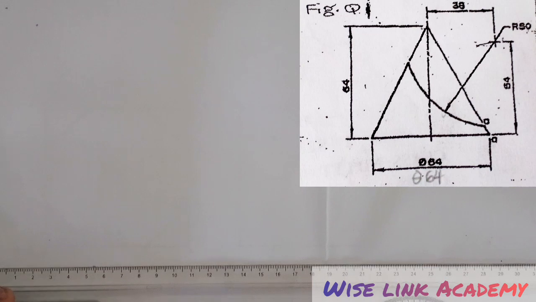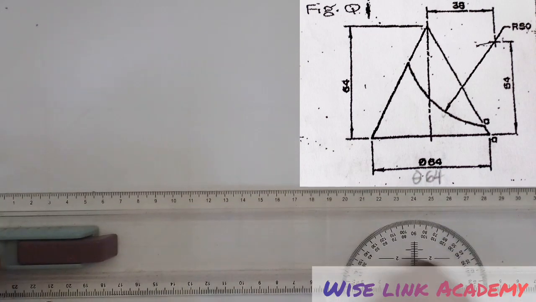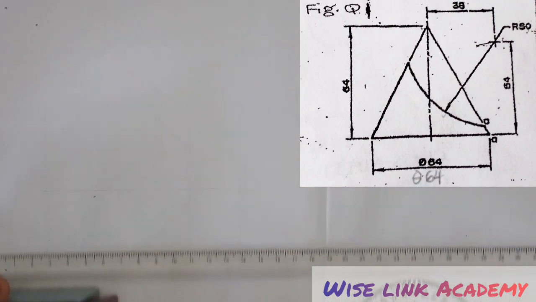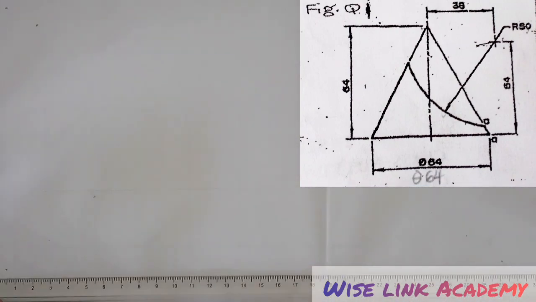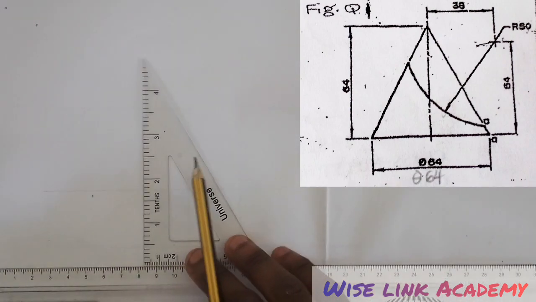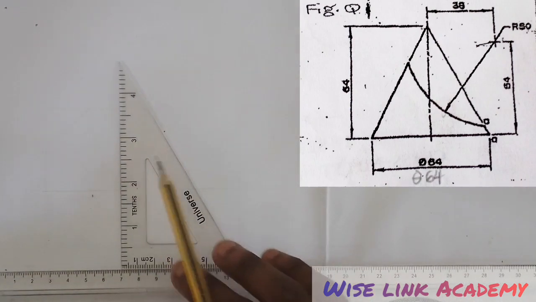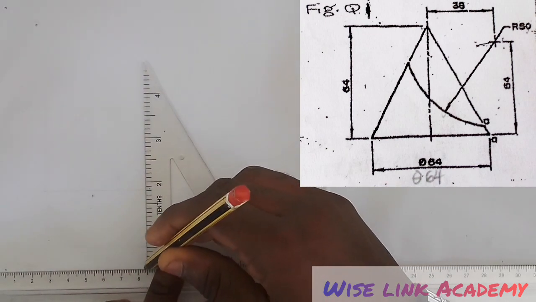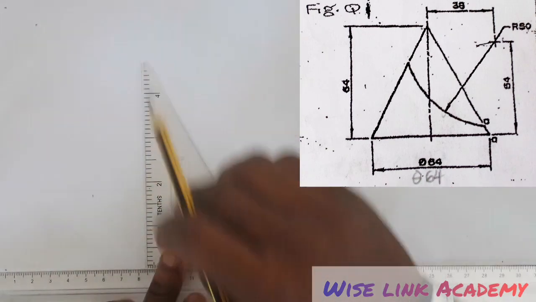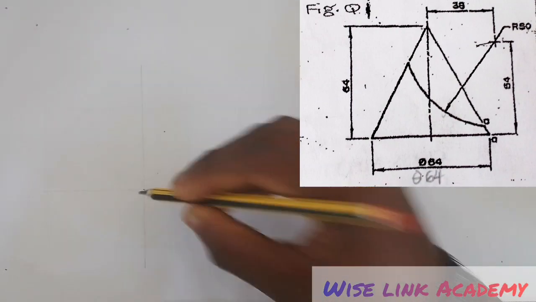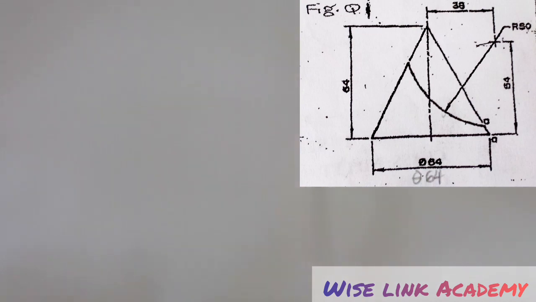So I'll take it this way. I will draw my horizontal line this way, right? With the help of my set square, standing on my T square this way, I will draw a vertical line upward, right? Up to this point, a vertical line upward. This is my center point, right? So the measurement I'm working with is 64.